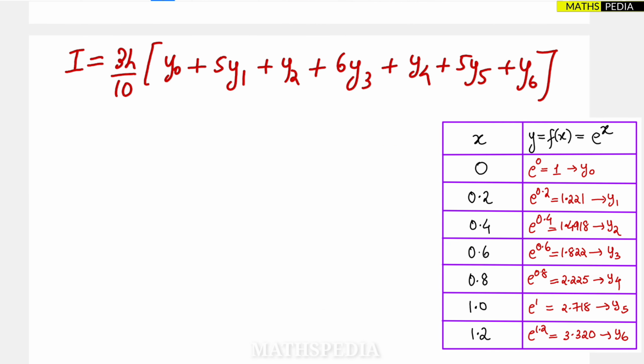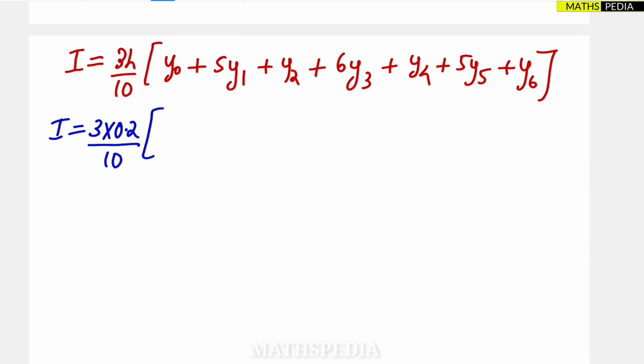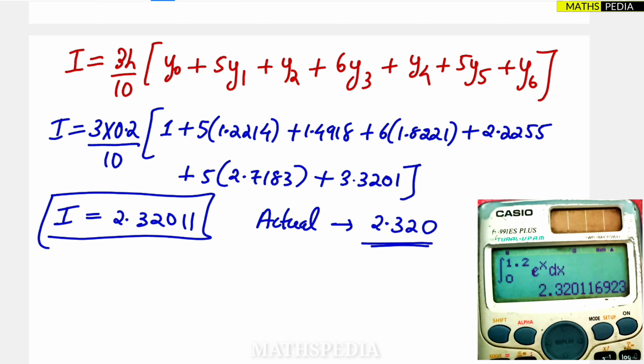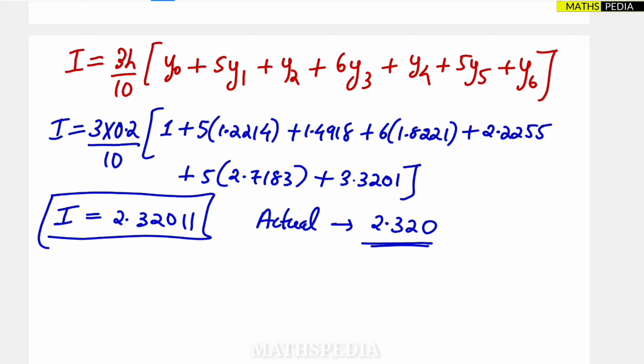Okay, so let us now substitute the values. So I value is equal to 3 into h value, 0.2, divided by 10, and y0 is the first value that you have to write. So in this we are getting the I value as 2.32011. And by actual calculation, you will be getting the value as 2.320. So you can see that it is approximately equal, with a slight difference. See, the numerical integration method is basically to give the approximate value.